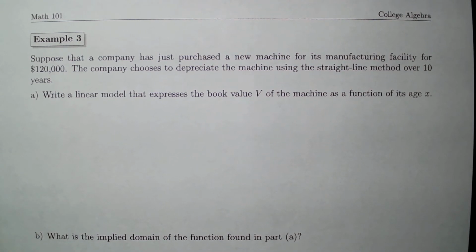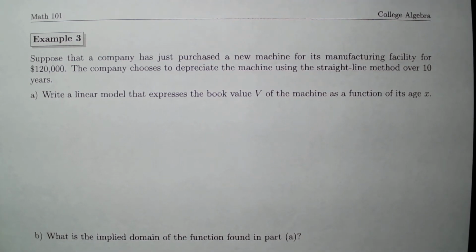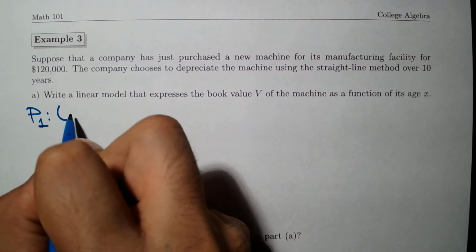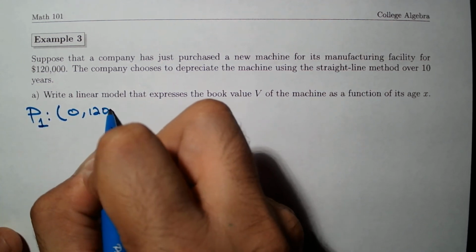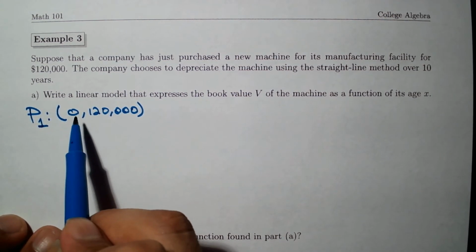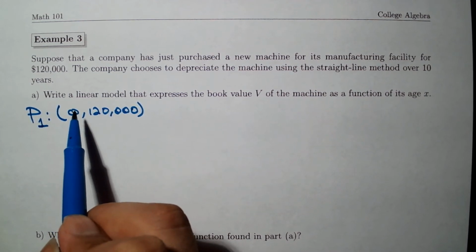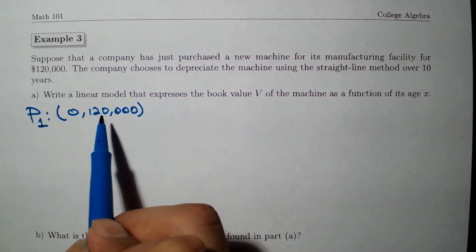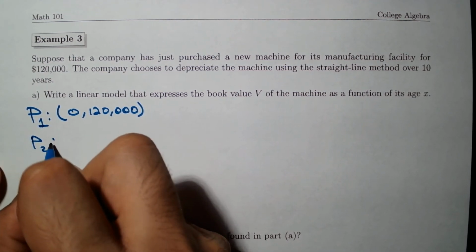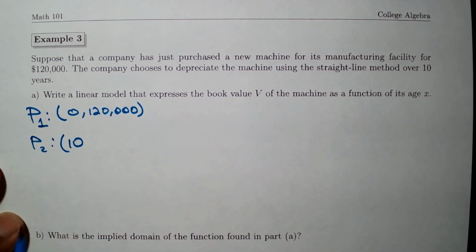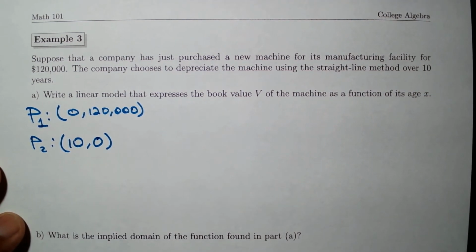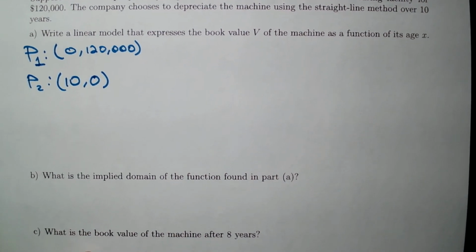The first point will be denoted P1, which in this case is going to be (0, 120,000). What does that mean? It means that when the time was 0, that is, when the company got the machine as new, the value was $120,000. And then P2 indicates that after 10 years, the value of the machine will be nothing, 0. So we can interpret these two as a couple of ordered pairs.